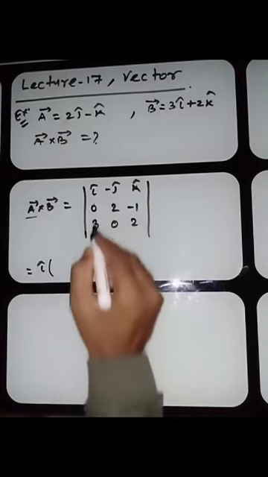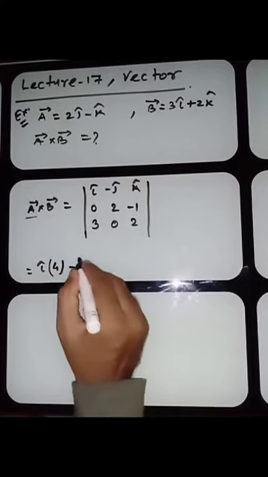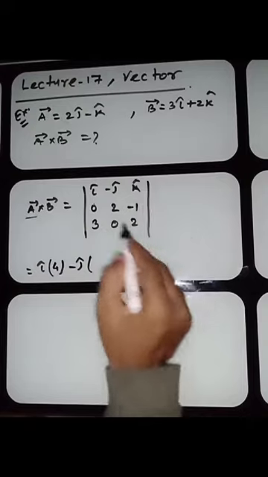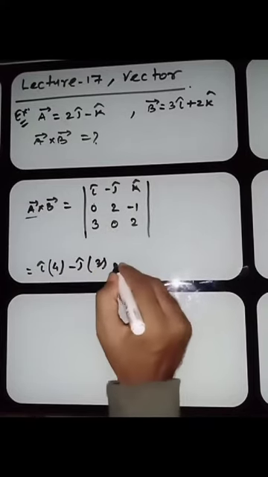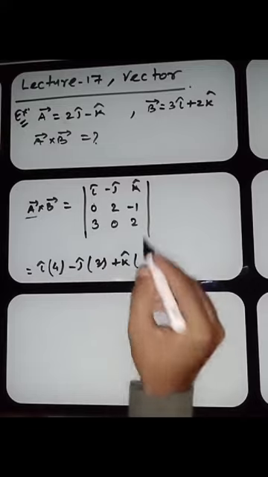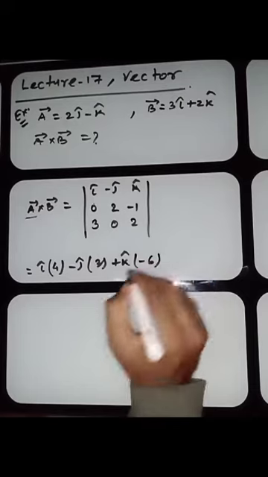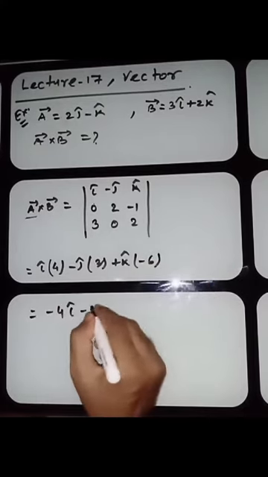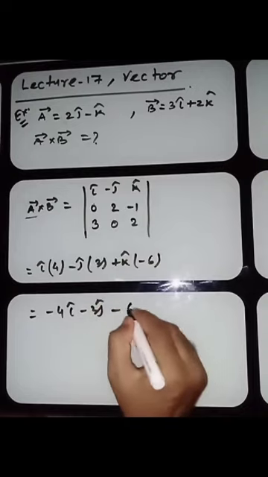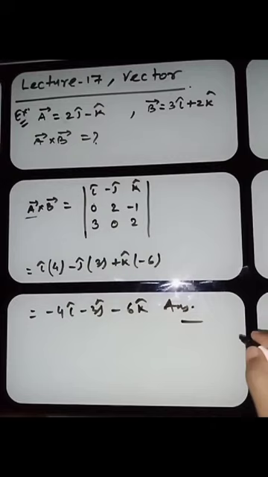i: 4 minus 0, it is 4. Minus j: it is 0 minus plus 3. All right. Yes. Plus k. Here the k. Split this one. It will be 0 minus 6. So the answer is 4i minus 3j minus 6k. This is your answer. I hope you understand, my dear students.